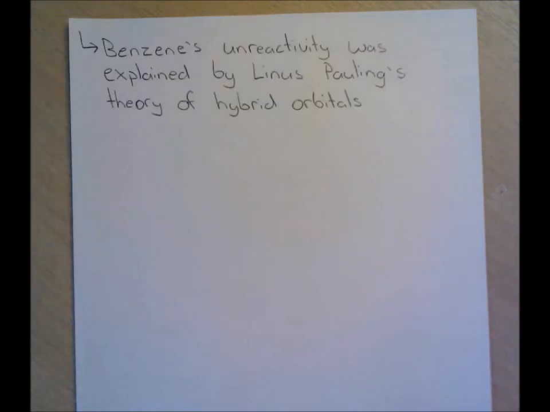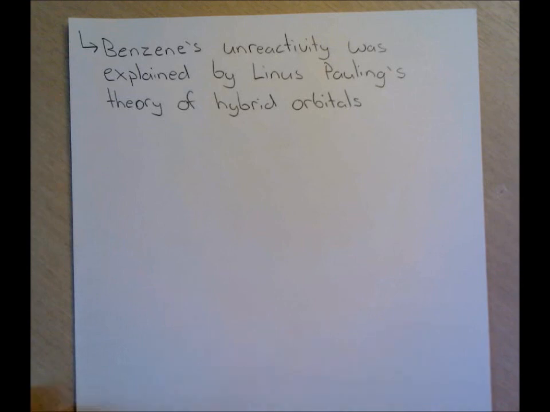What it could be explained by was the theory of hybrid orbitals proposed by Linus Pauling. So Linus Pauling, he may sound familiar. He was the one that developed the electronegativity chart, which helped rank the electronegativity values of each element.